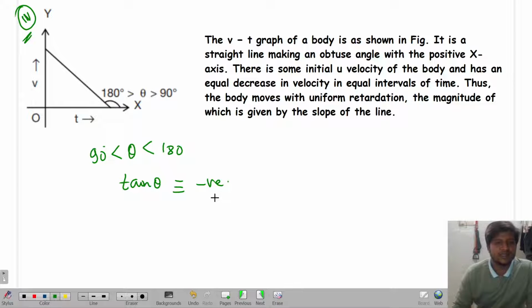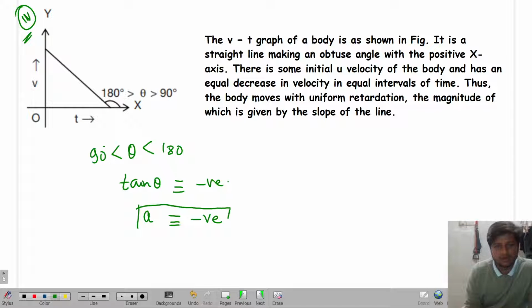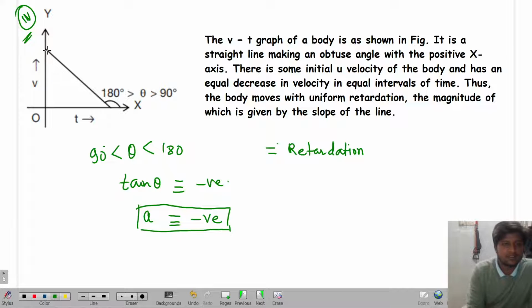If tan theta is negative, that means what? Acceleration will also be negative. We know that negative acceleration is called retardation. What is called negative acceleration, guys? It is retardation. So here, what is happening from the initial velocity? Try to see, it has a maximum initial velocity. It is getting to zero over here. So it is a perfect case of retardation.